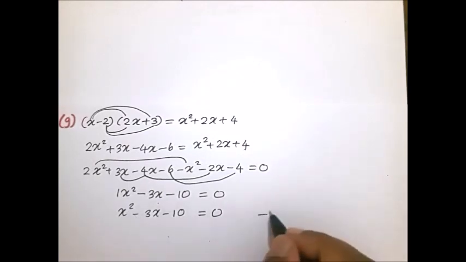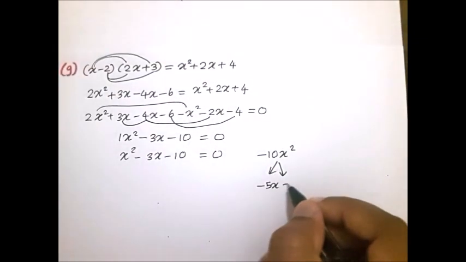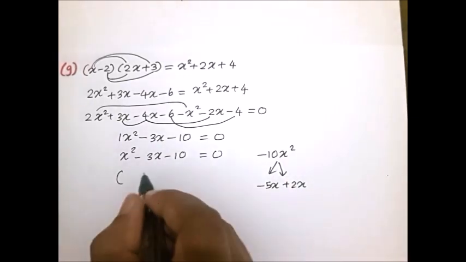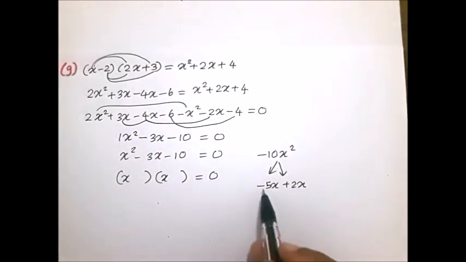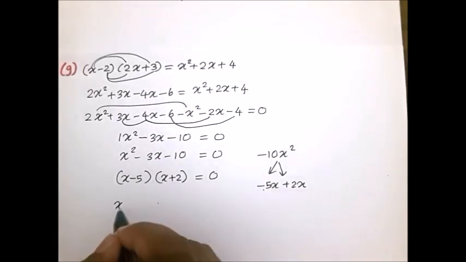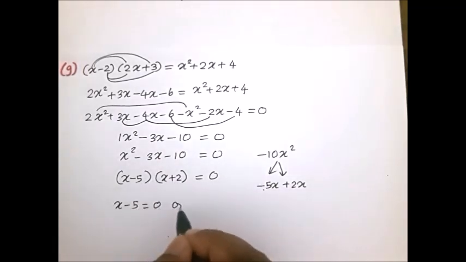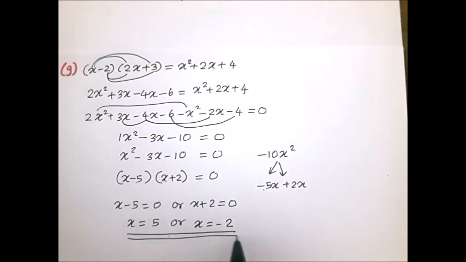Multiply first term and last term. It is minus 10x to the power 2. What are the two terms? Minus 5x and plus 2x. So I am going to write factors x minus 5 and plus 2. Minus 5 plus 2. Now you can write x minus 5 equals 0 or x plus 2 equals 0. Take minus 5 right hand side, it is plus 5. Take plus 2 right hand side, it is minus 2. This is the answer for part G.